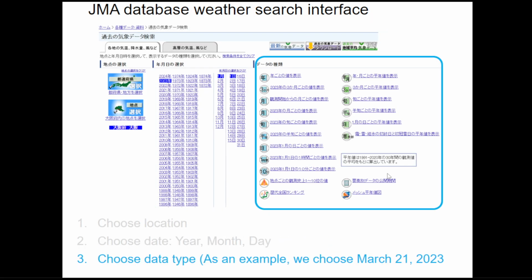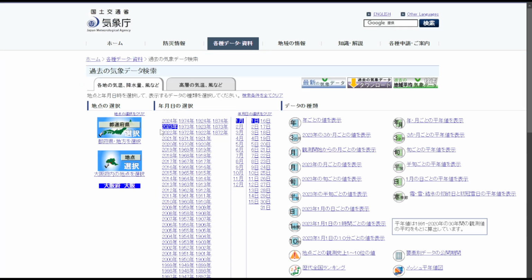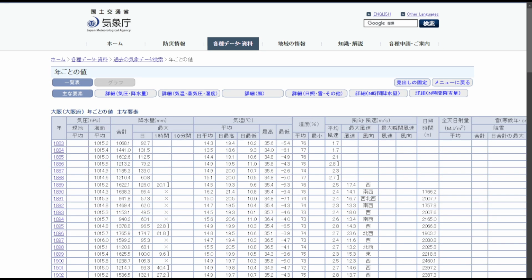And then the types of data. So there are many divisions of how the data is presented in different time segments. So I'll read through the meanings of each of these. On the left side, you have all years on record. So let's look at that. I picked 2023, January 1st, but it's not affecting this. This is just the yearly averages and max and mins for the chosen location, Osaka.